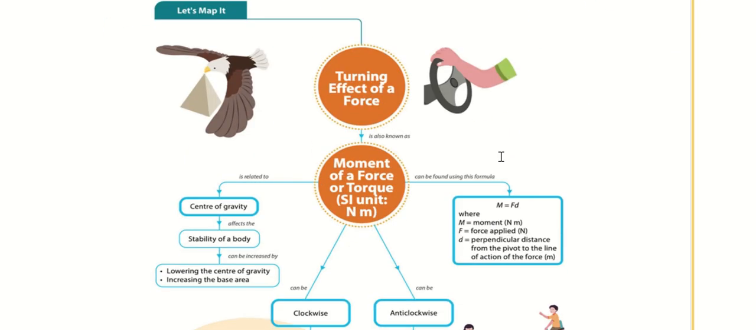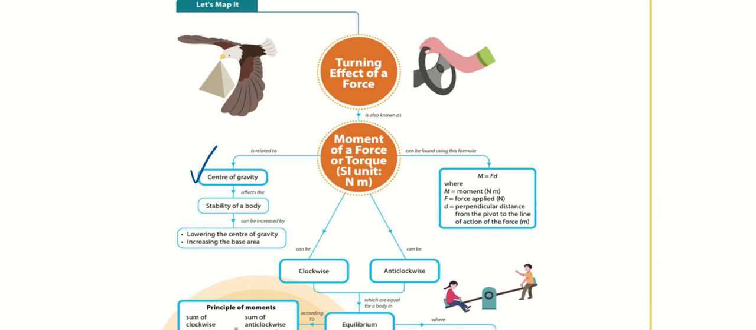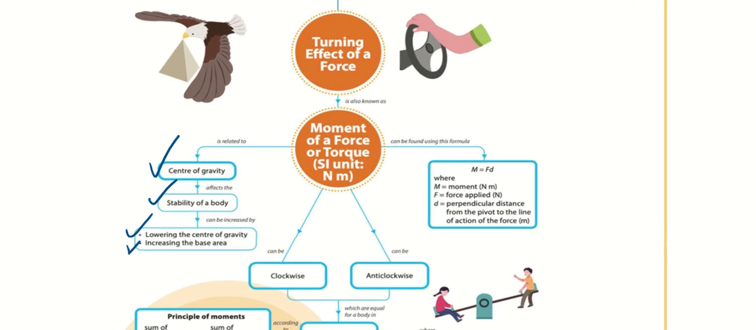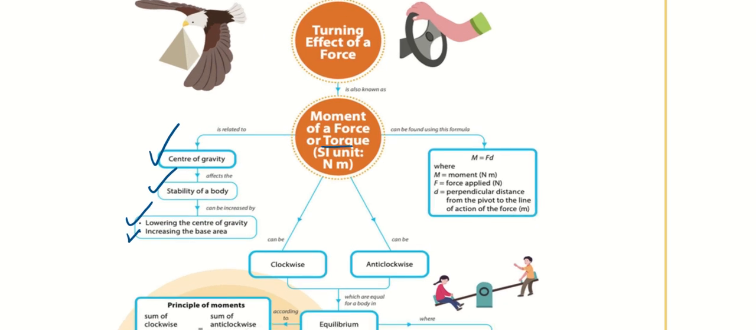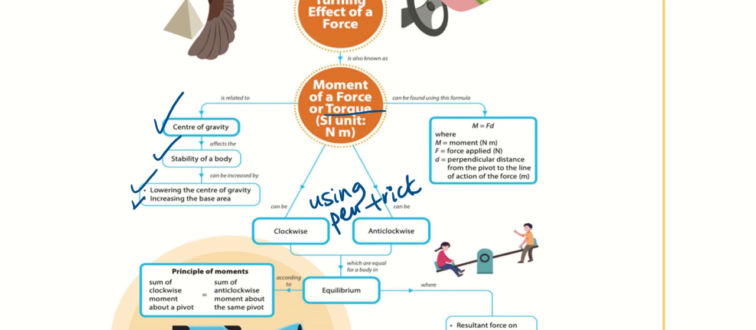Okay, so this is actually a summary. So you need to know center of gravity, the definition. Stability is actually affected by lowering the center of gravity and increasing the base area. Moment of a force is actually sometimes called torque. It can either be clockwise or anti-clockwise using my pen trick. Okay, if you are not able to visualize, you better learn the pen trick. Okay, it can be found using this formula. Moment equals force times perpendicular distance from the pivot to the line of action of the force. In addition, you need to know the 6 steps of solving.